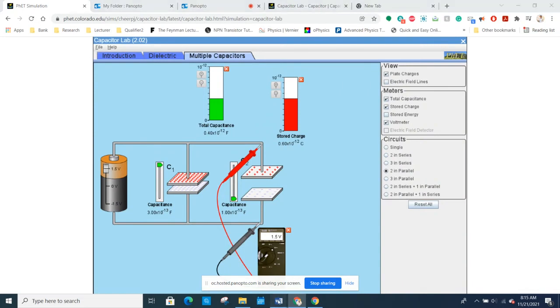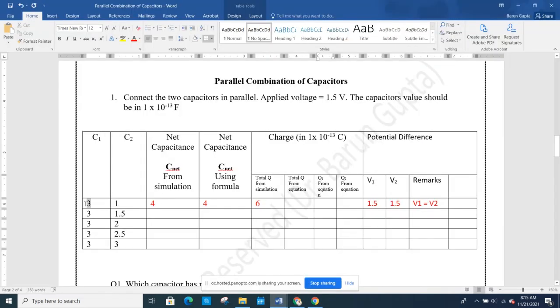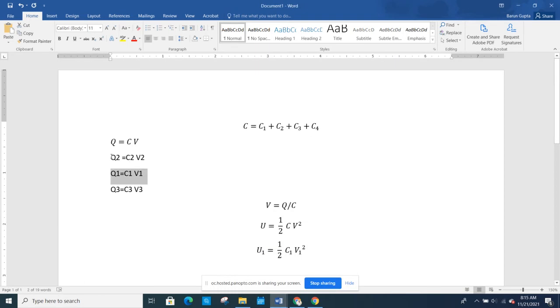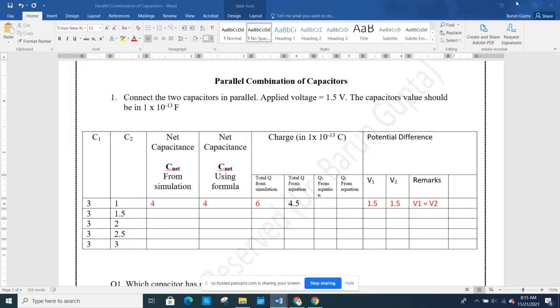If I go to the table here, C1 is 3 and V1 is 1.5. I need to multiply these two numbers together, and the number I will get is 4.5. Next, to calculate Q2, Q2 is C2 times V2. So I have to multiply this number 1 times V2, and the number I will get is 1.5. So Q2 is 1.5 and Q1 is 4.5.